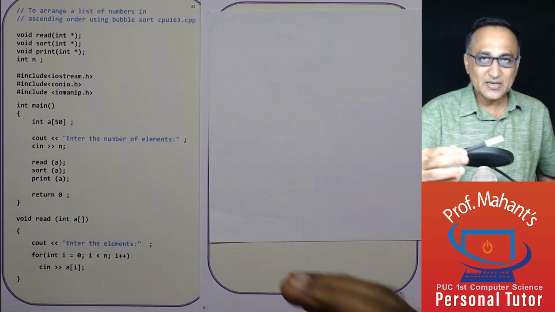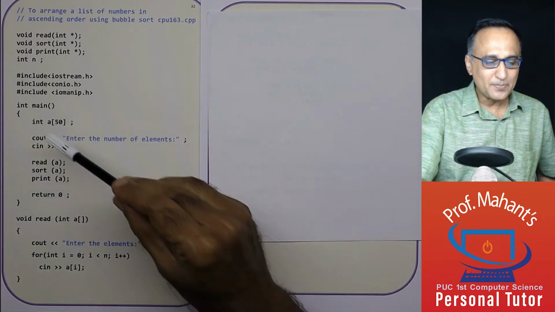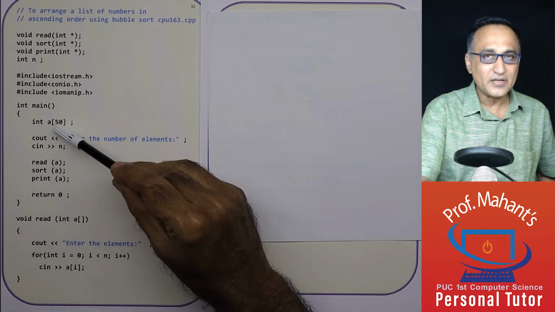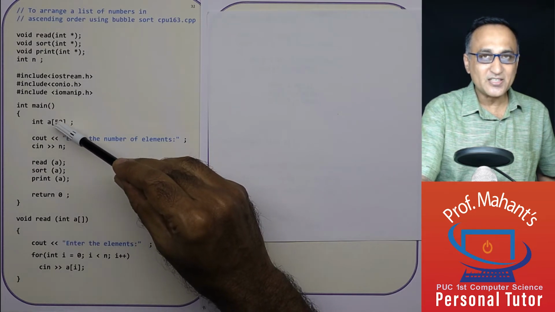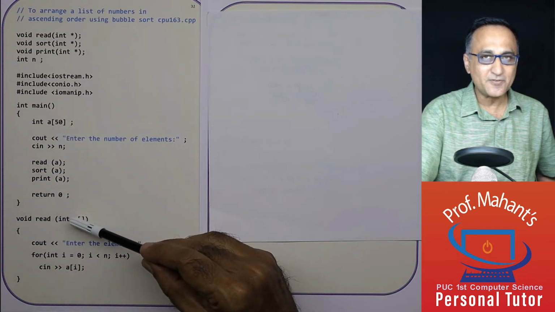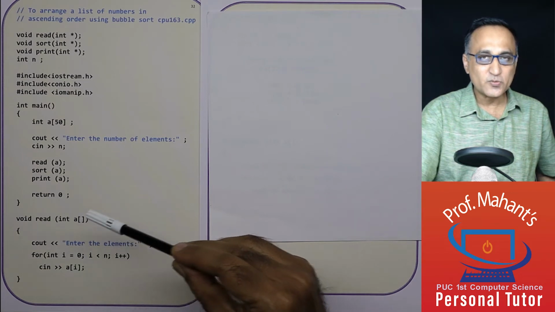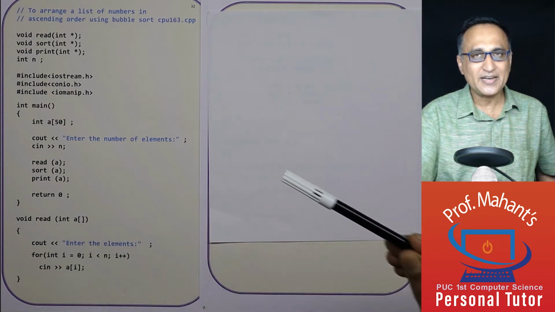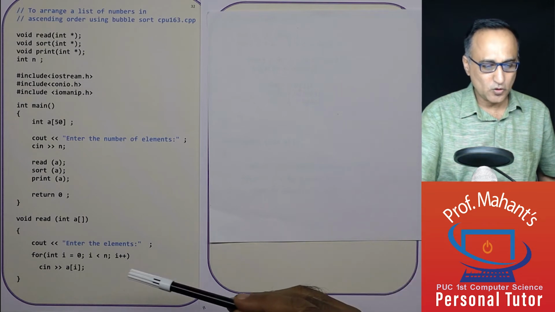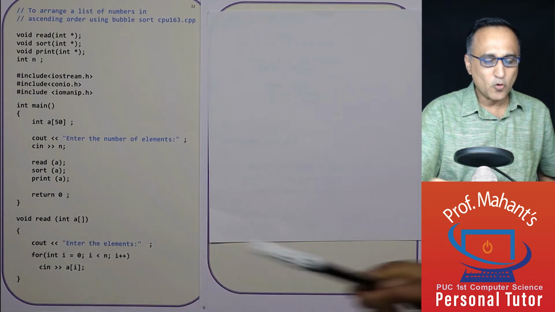Since arrays are passed by address, this A represents the address of A of 50. So suppose A of 50 is at the 1000th location, this will represent the 1000th location. The next one will be at 1004, 1008, 1012 and so on. So this is how I go about it.